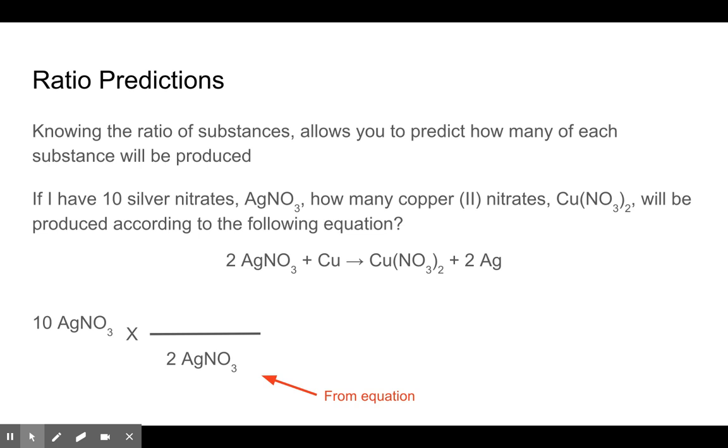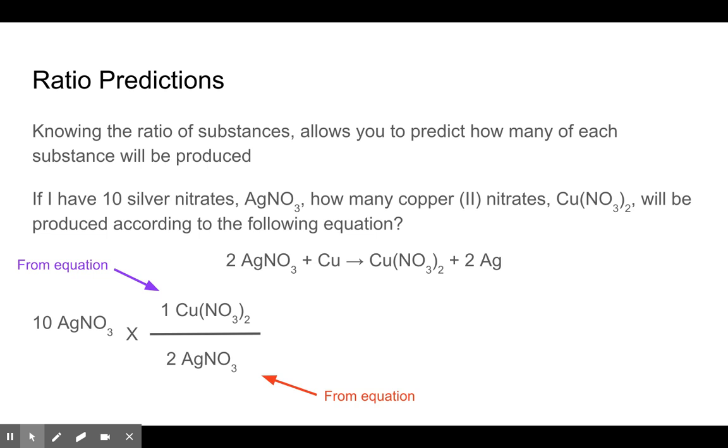Because when I set up this proportion, you may remember from earlier science classes, I always put my given unit on the bottom of this proportion. And then I put whatever my wanted unit is on top. So in this case, I want to figure out how many copper nitrate molecules are going to be produced. And I get the 1 from the equation. Now, since there's no number in front of copper nitrate in the equation, we can assume that it's 1.